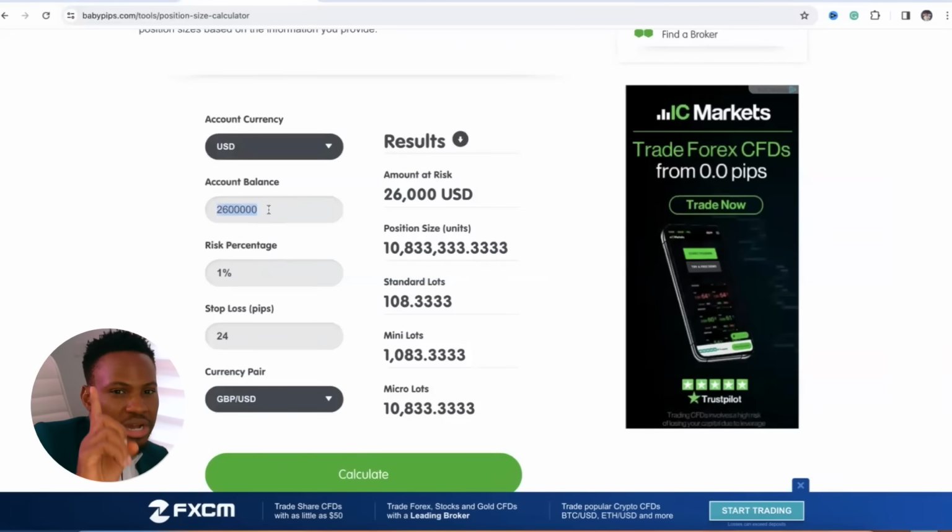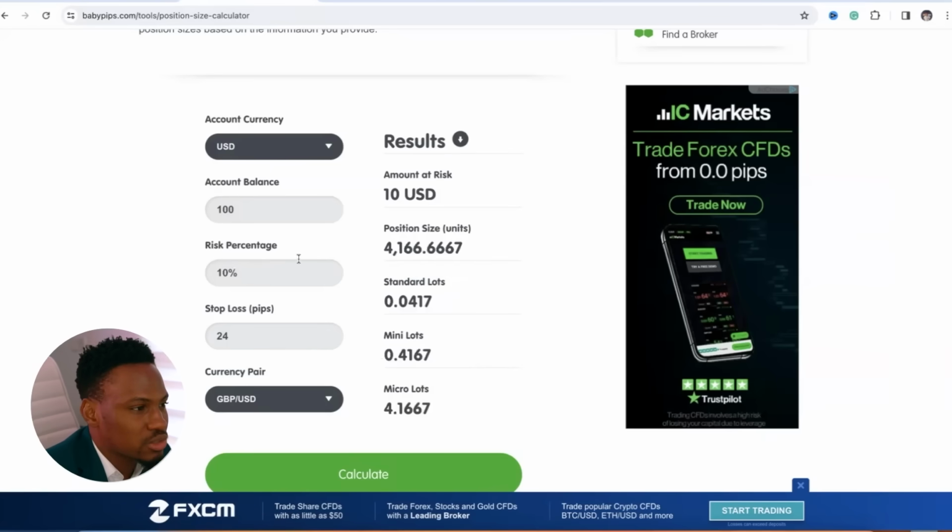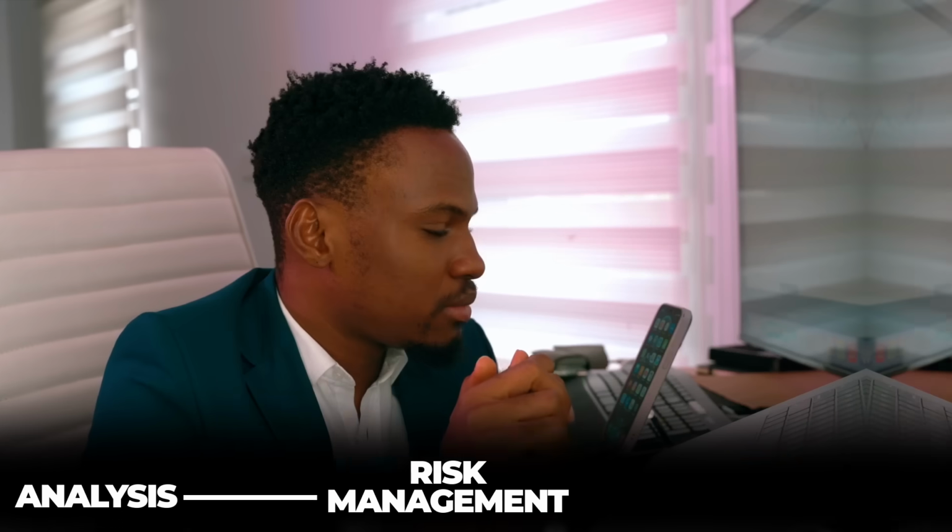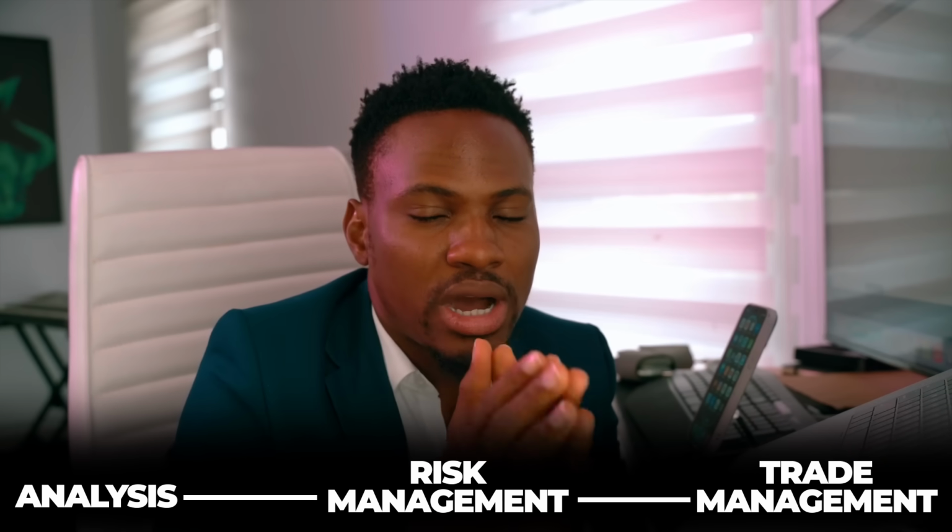So let me do one more example for those who are trading a small account, for $100, guys. If you're trading a $100 account, please risk 10% because it's relatively small. All right, so then your lot size, you're supposed to use 0.04 at a stretch. That's good.